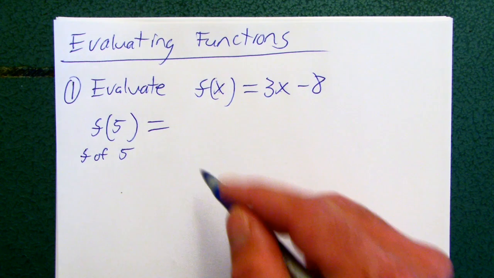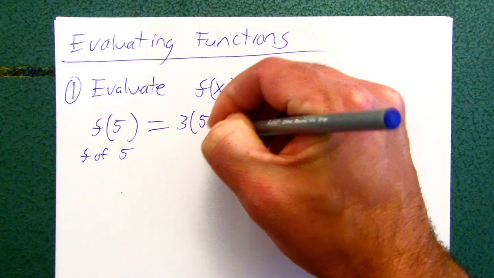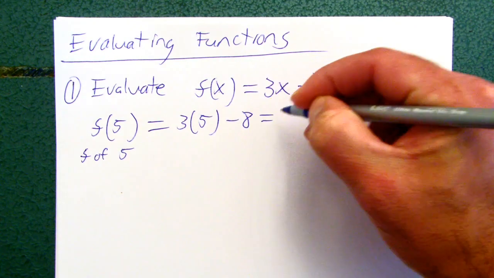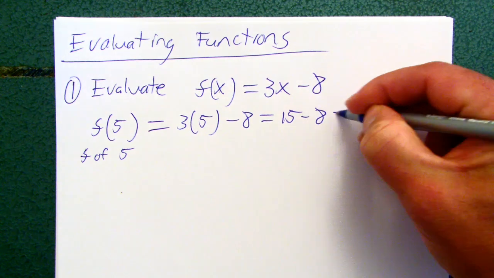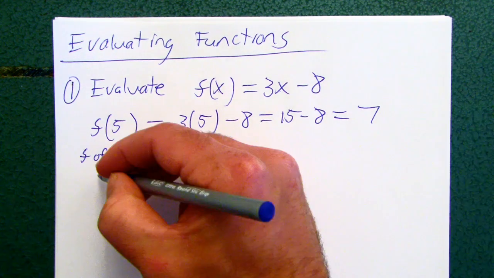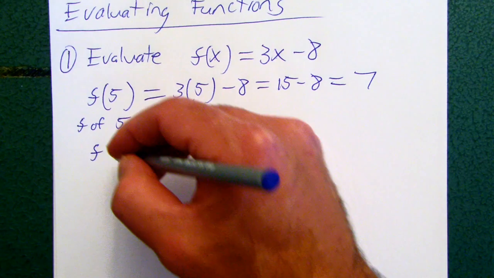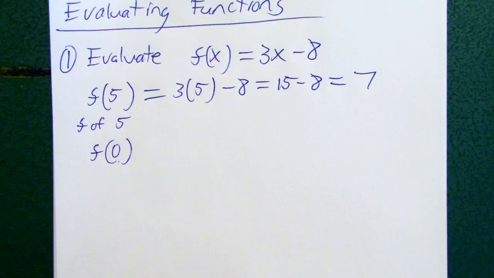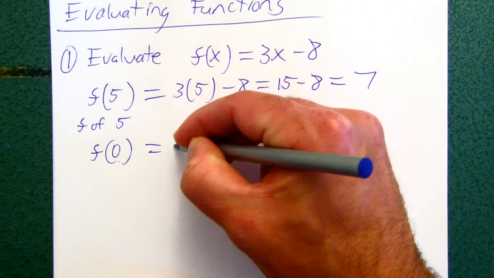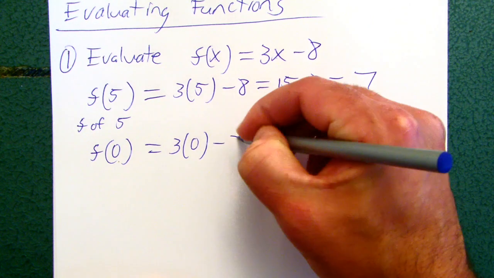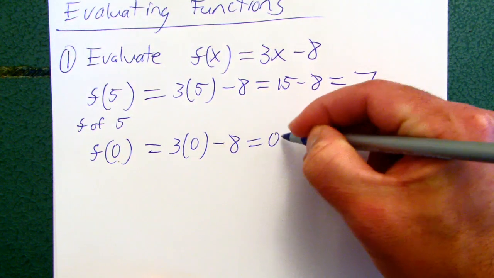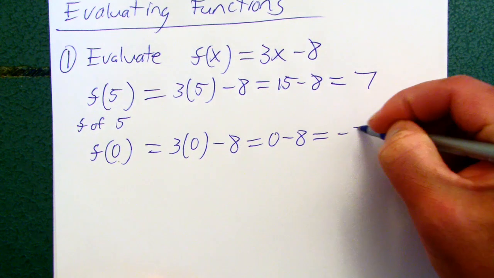All right, so we're going to have 3 times 5 minus 8. So that'll be 15 minus 8 is 7. One important one that I'm probably going to throw in for all these is figure out what f of 0 is. Okay, and again, f is just the name of this function. The next one we'll do, I'm going to change the name of it. But f of 0, that's always your friend substituting 0. 3 times 0 is 0. 0 minus 8 is negative 8.